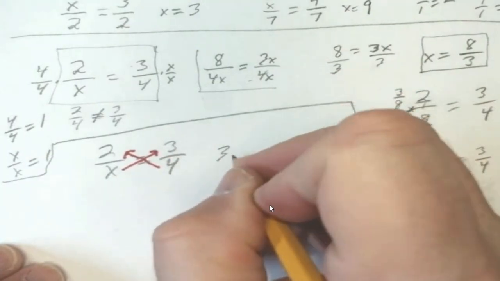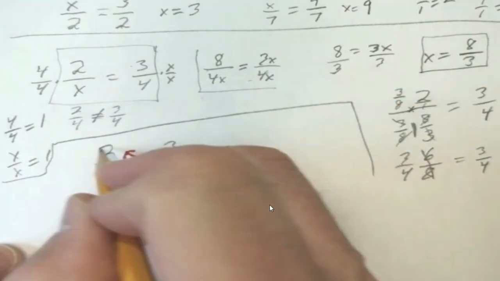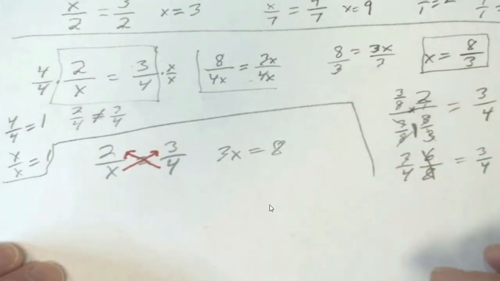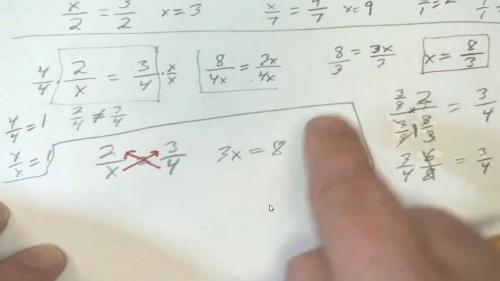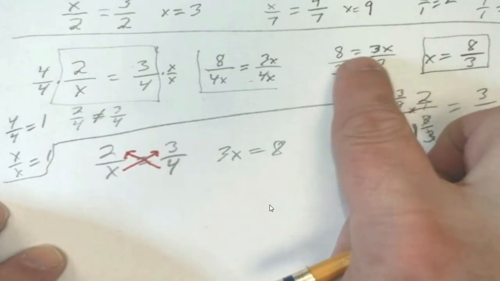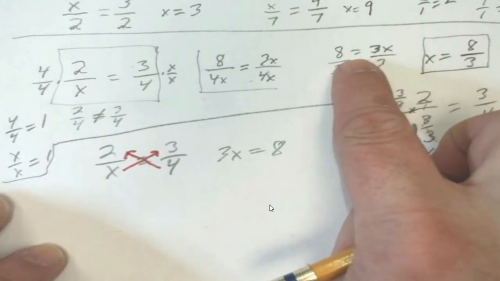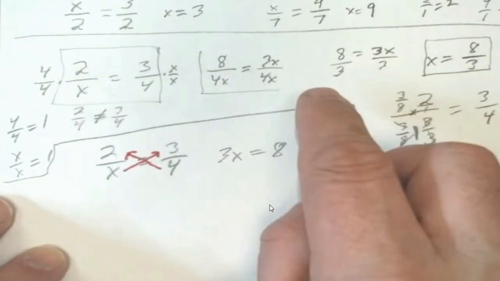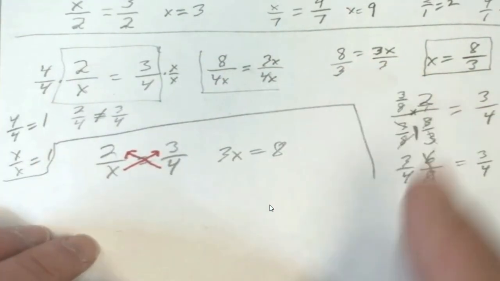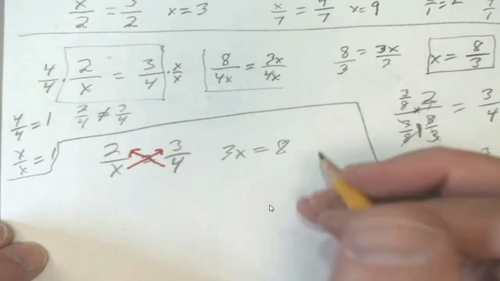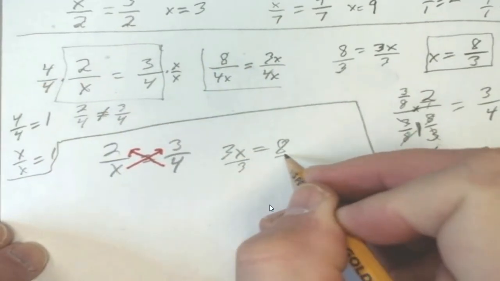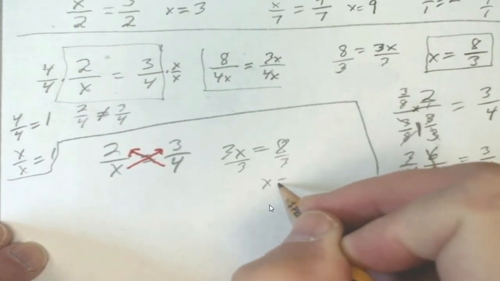3 times X equals 2 times 4. Wait a minute. That's what we had up here. 3X equals 8. That's what we got to after all of this work. It's simplified down to be 3X equals 8. This was a shortcut, jumping straight from that to the 3X equals 8, which means X equals 8/3.